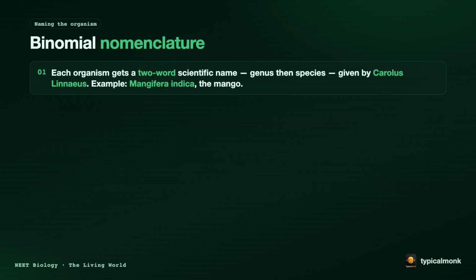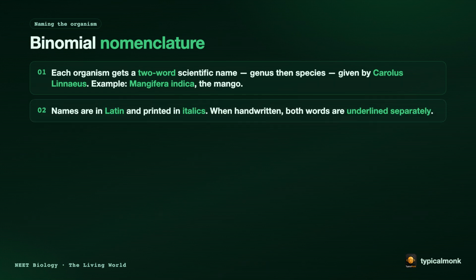Now, how do we name each organism so the whole world agrees? Every organism gets a 2-word scientific name, genus first and species second. This system was given by Carolus Linnaeus. For example, Mangifera indica, the mango. The names are in Latin and printed in italics.